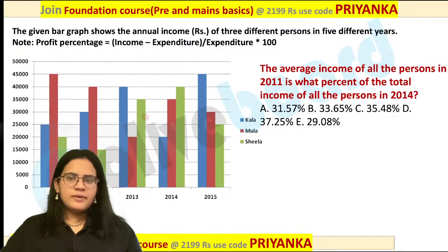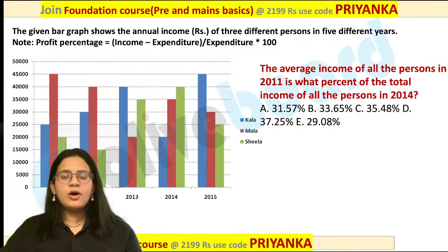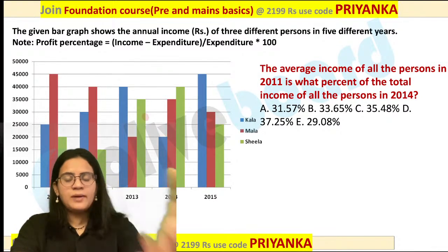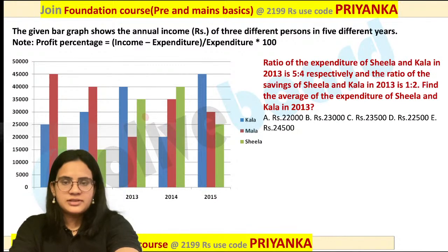Now this particular question, I want all of you to try it as homework. So the average income you have to calculate in 2011, and the total income of all the persons in 2014. The question is easy, but let me see which tricks you are applying. Tomorrow I am going to tell you tricks corresponding to this. And this is the last question over here. So both of the questions are homework for all of you.